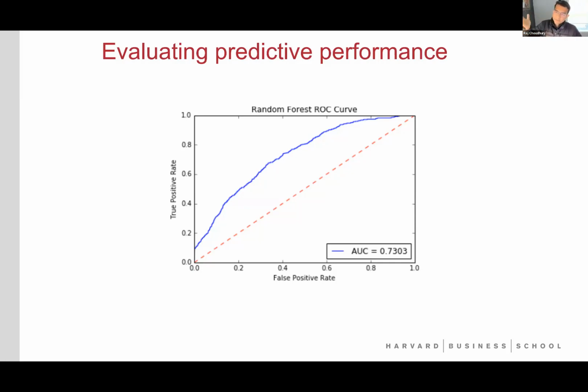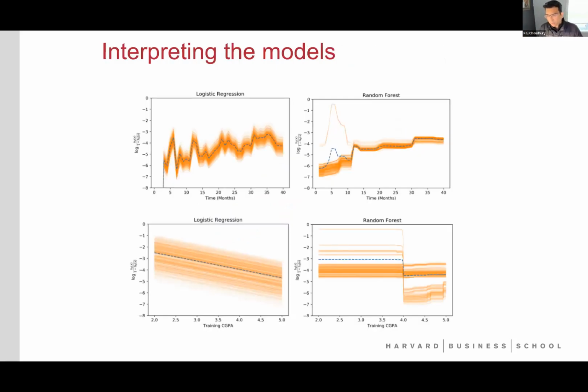You want the true positive rate to be as high as possible compared to the false positive rate. So that's how we evaluate how good the algorithms are in generating a model that predicts whatever you're predicting. Now, how do we interpret these models?